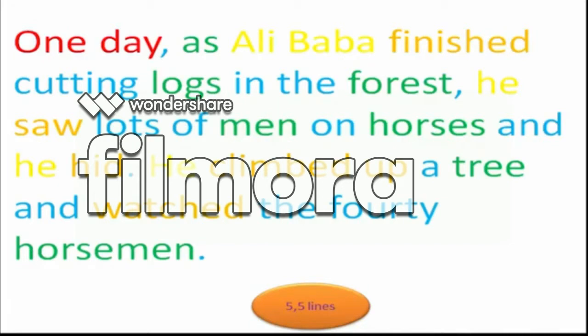One day, as Ali Baba finished cutting logs in the forest, he saw lots of men on horses and he hid. He climbed up a tree and watched the 40 horsemen. Now, as you notice, there are 5.5 lines. 5 أسطر وكلمة نعتبرها نصف سطر.